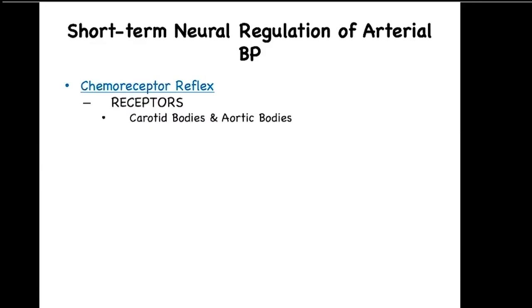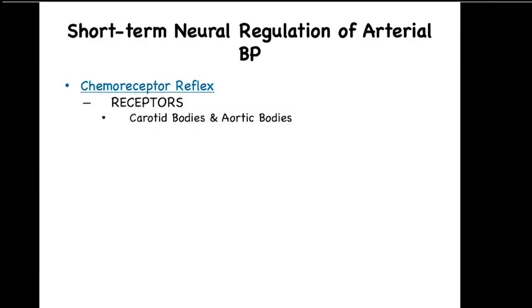Let's look at some short-term neural regulations of the arterial blood pressure involving chemoreceptors. So this is the chemoreceptor reflex. It will work much the same way. The receptors are going to be located near the baroreceptors.